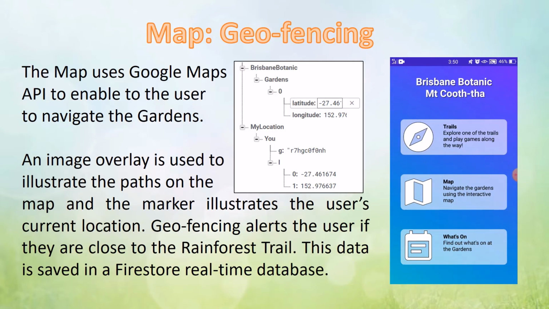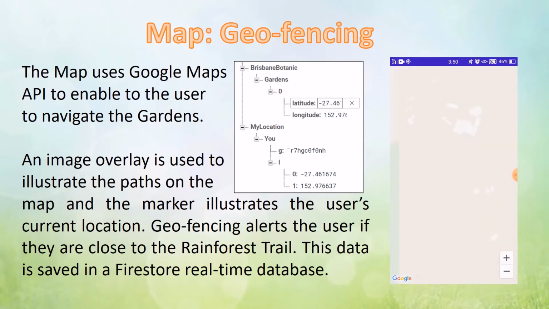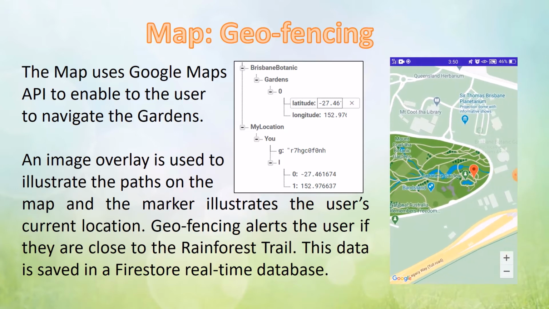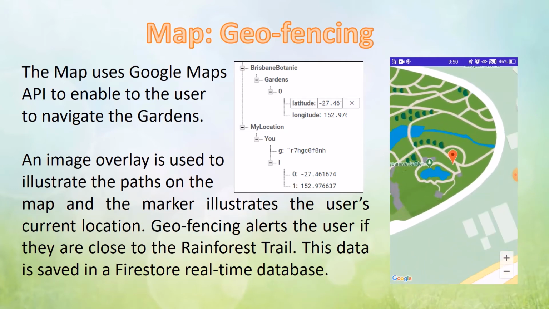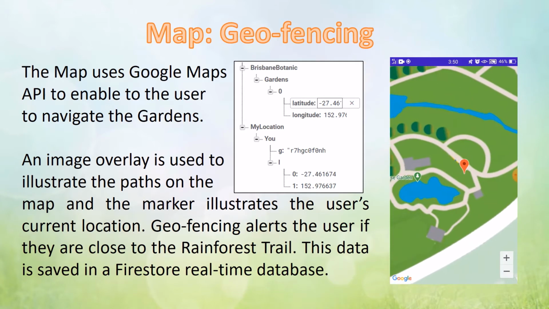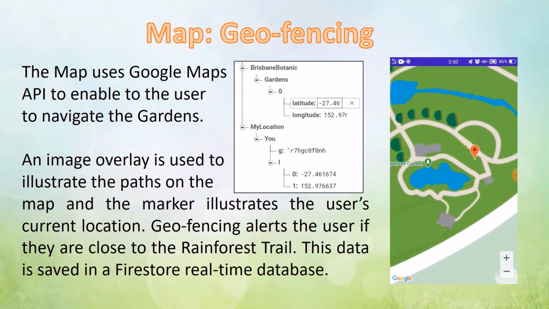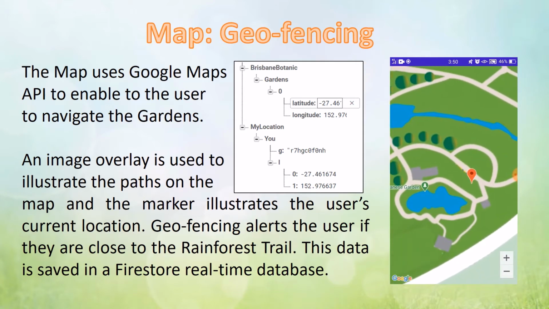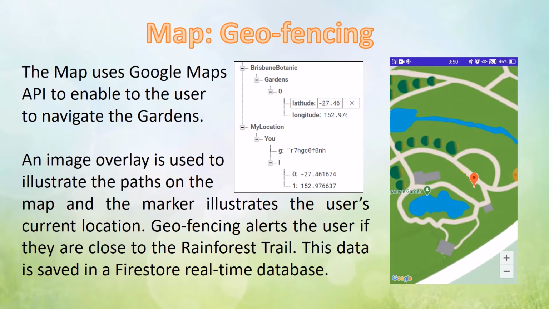The map uses Google Maps API to enable the user to navigate the gardens. An image overlay is used to illustrate the paths on the map, and the marker illustrates the user's current location. The image overlay was used because Google Maps doesn't include the paths around the gardens, so this had to be created using Photoshop.